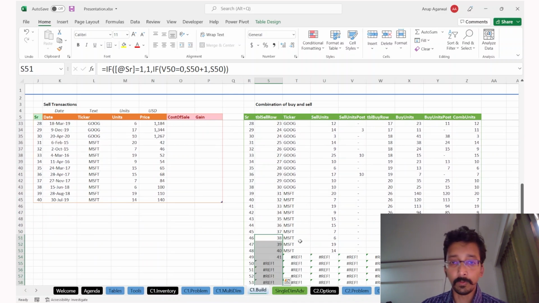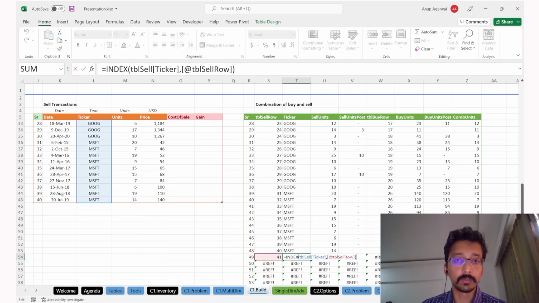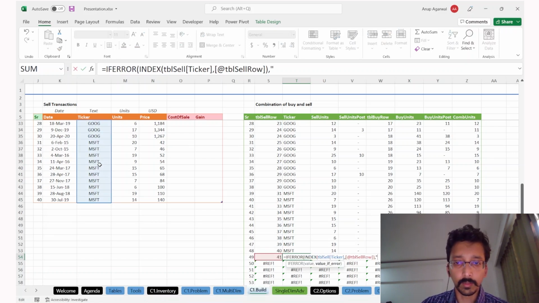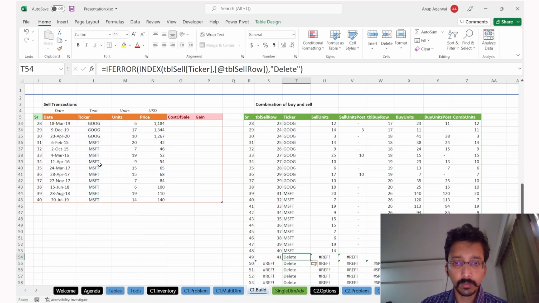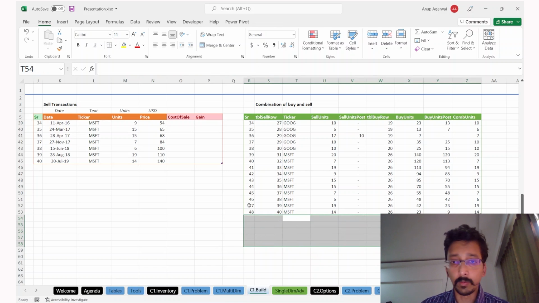At a certain number of rows, when all these buy-sell combinations are done, the way we built it, it will go to the next row, in this case row 41, and tell you there is no row 41. It says there is no 41st item in this ticker table. And here is where I'll say that if there is an error, delete. So when I'm looking at this, it tells me I don't need these rows.